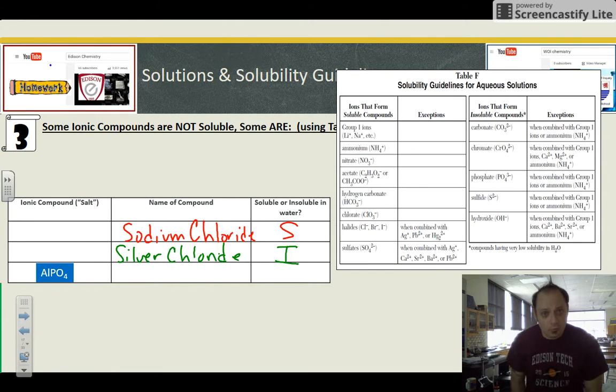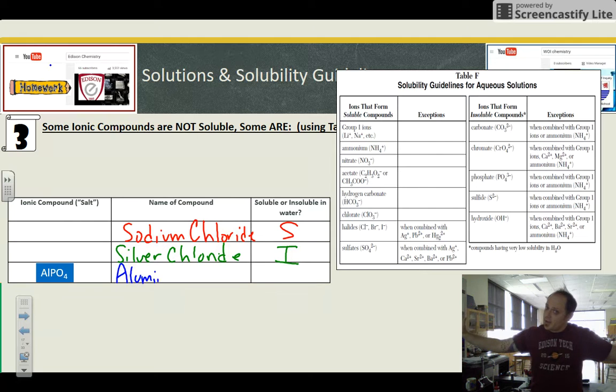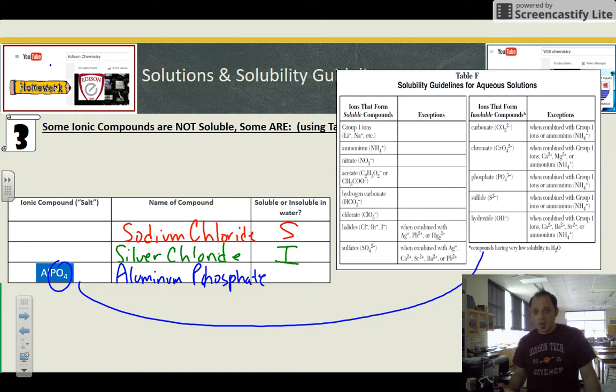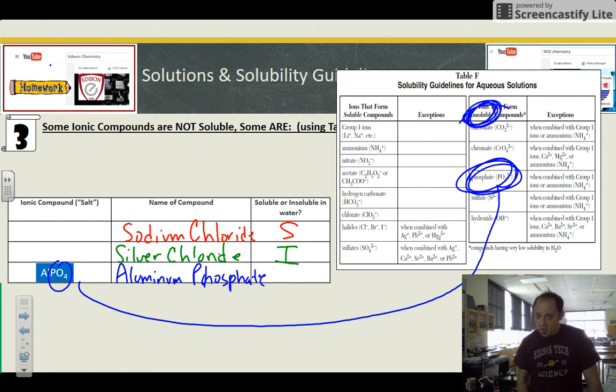Now, AlPO4. Just because it's a polyatomic ion doesn't mean you should panic. Aluminum phosphate. We're going to find PO4 on the chart somewhere. There it is. The chart does include the ionic charge of the polyatomic ion, and it says phosphates are insoluble unless the metal ion or cation is from group number 1 or ammonium. Aluminum is not from group 1, it's from group 13, so we'd have to call this insoluble.